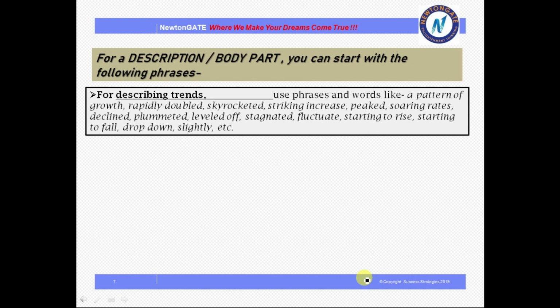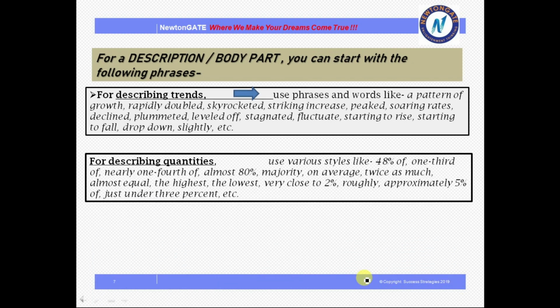This is very, very important. Next, for describing quantities, use various styles like 48%, one-third. We can say it like this. Or nearly one-fourth, almost 80%, majority, on an average, twice as much. So omit common words like highest. You can write that it lies in the majority. So that will be more attractive. Also you can write twice as much, almost equal, the highest, the lowest, etc.